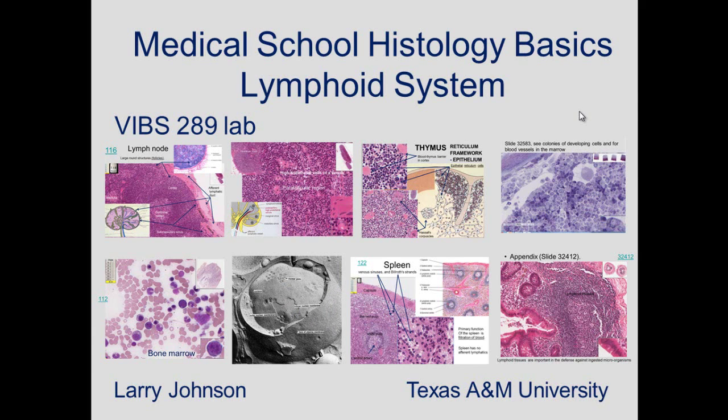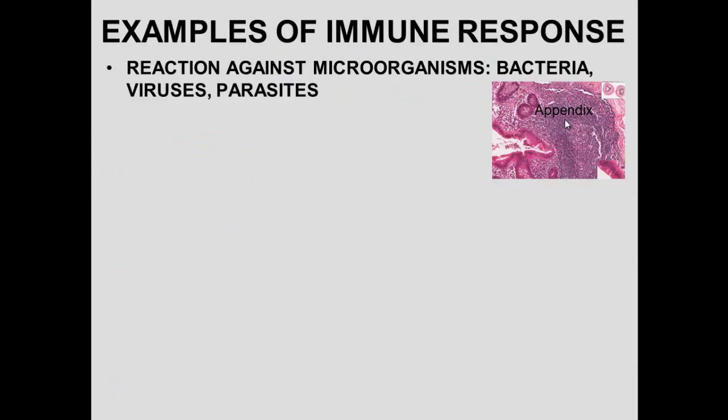Hi, I'm Larry Johnson. I'm a professor at Texas A&M University, and today we're going to talk about the lymphoid system. Now, what are some examples of the immune response that maybe you have encountered? Reactions against bacteria, microorganisms, viruses. You probably had the flu before. Hopefully you hadn't had any parasites.